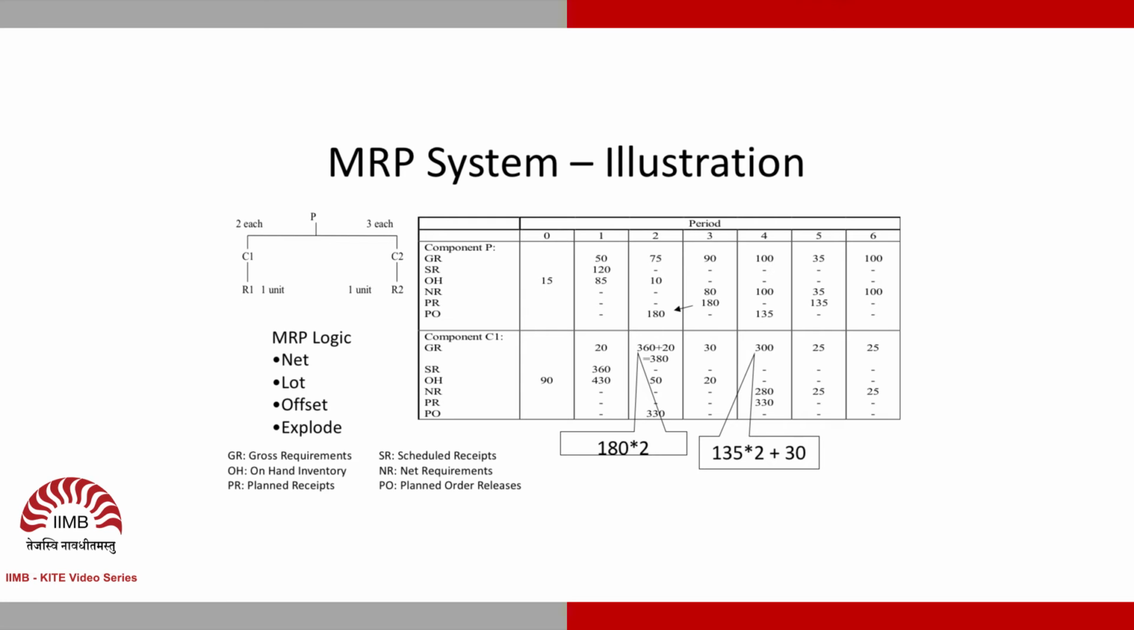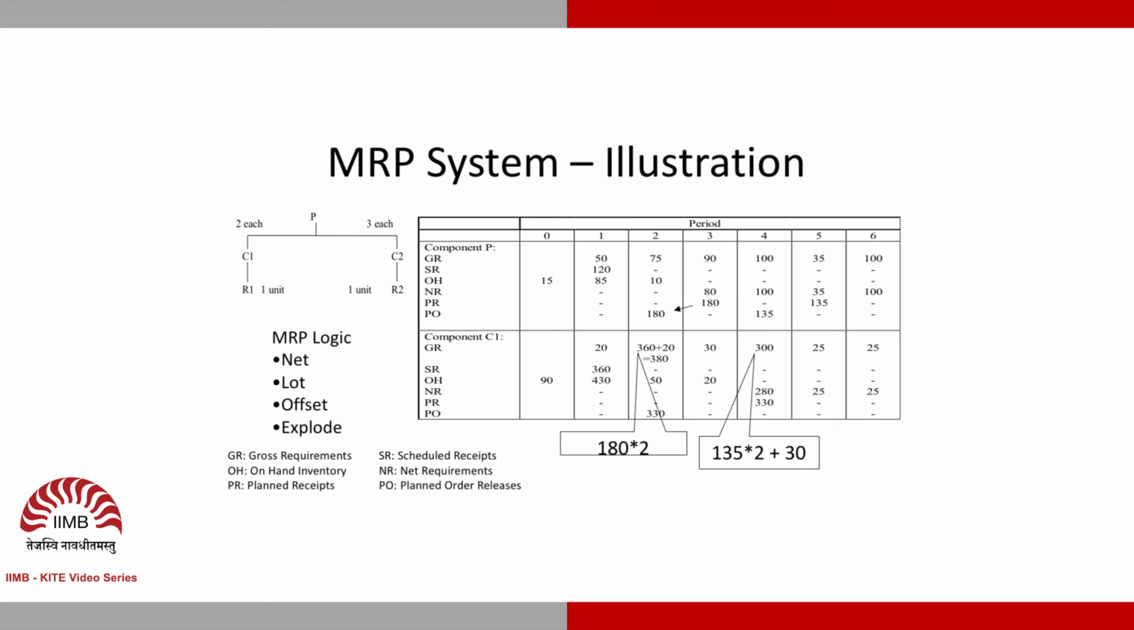So, requirement is met and still we are left with on hand inventory of 10. Look at period 3 now, gross requirement 90 and on hand inventory is only 10, which means we are falling short. So, there is a net requirement of 80. Likewise, if you extend this logic further where there are no more scheduled receipts coming in, we see the net requirement for period 4, 5, 6 as 100, 35 and 100. So, by this what we have done is the first step of MRP logic, net.